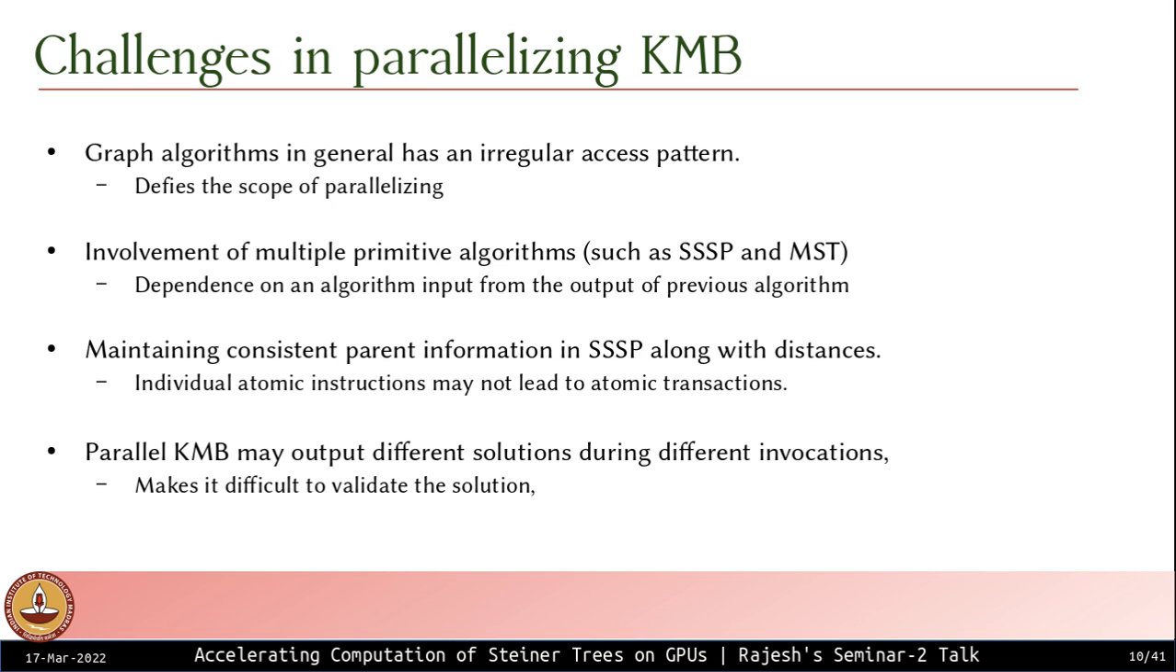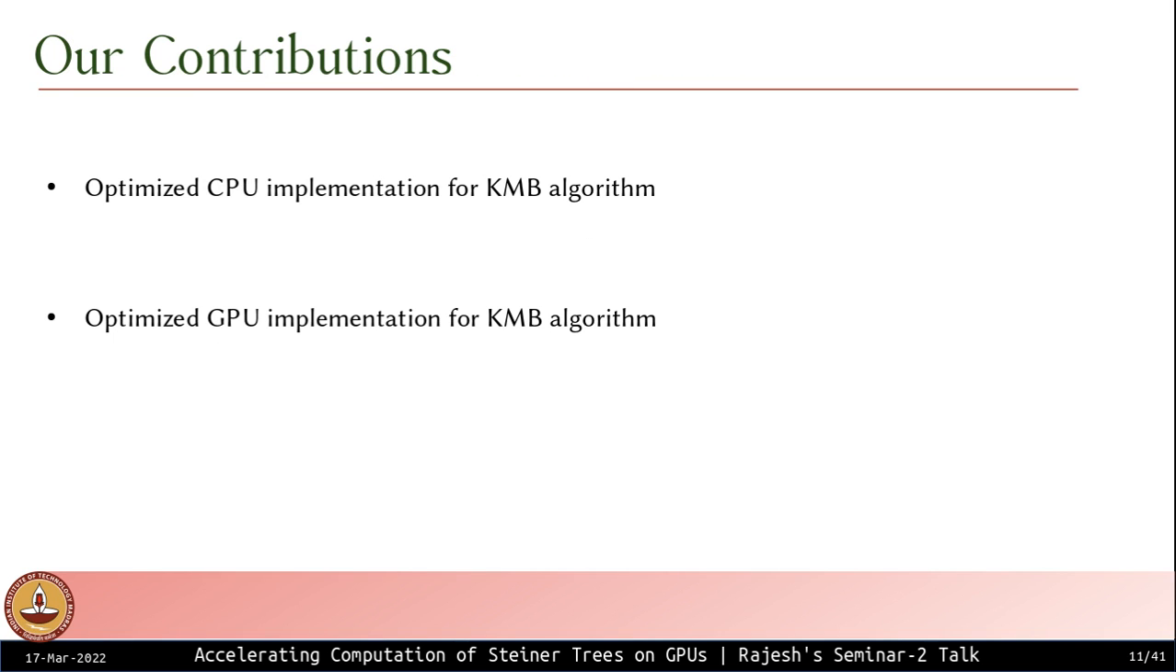The last challenge we had is that the parallel KMB may output a different solution during different invocations. Unlike other algorithms, for example single source shortest path, we cannot compare the values one on one with the sequential implementation. So it makes it difficult to validate the solution without doing some additional work. So what is our contribution?